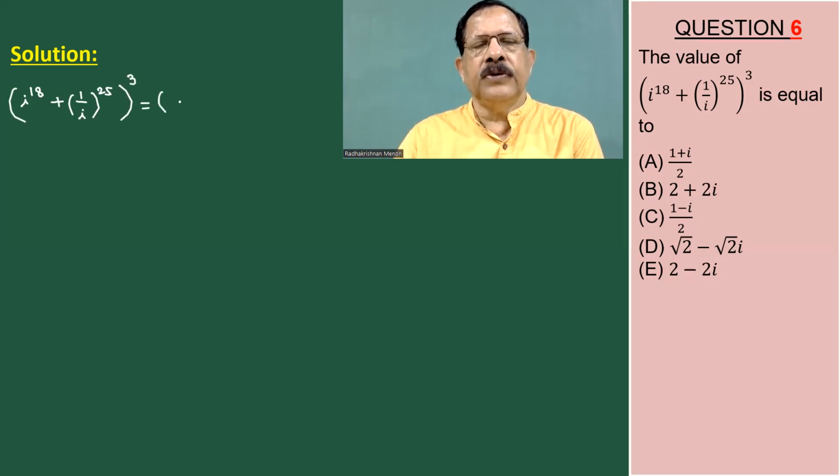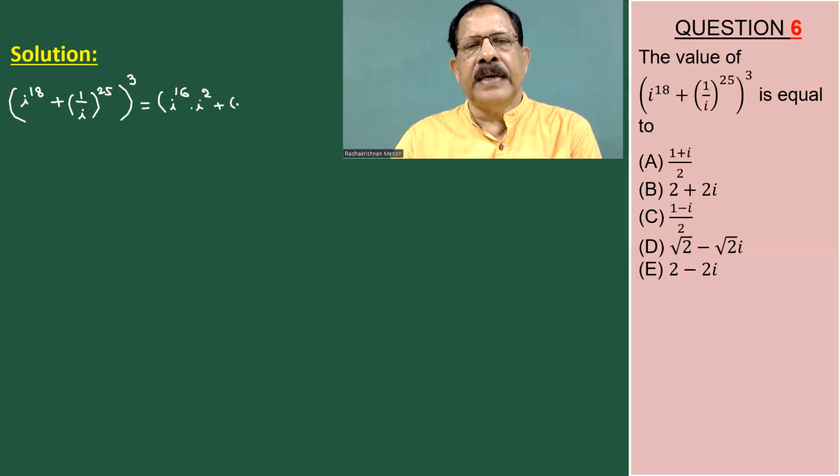Now, i raised to 18. You know that i raised to 4 or a multiple of 4 will be 1. So I am writing this as i raised to 16 into i squared. And 1 by i is minus i. Now, i raised to 16 is 1, i squared is minus 1. Then i raised to 25, power is odd, so it is i raised to 24 into i. So it is (minus 1 minus i) the whole cube.